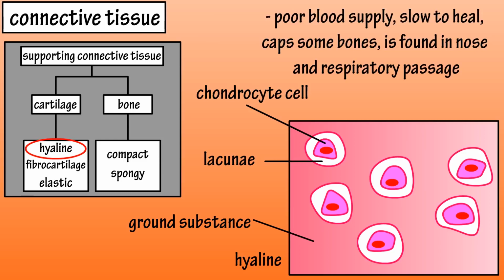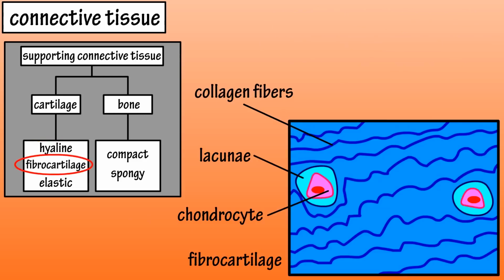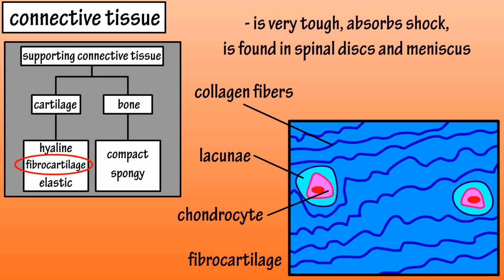Hyaline cartilage is the most common type of cartilage, and it caps the bones of synovial joints, is found in the nose, and in the respiratory passage. Fibrocartilage consists of dense, wavy-looking collagen fibers, and it too has chondrocyte cells and lacunae. Fibrocartilage acts as a great shock absorber and is resistant to compression. It is the toughest form of cartilage, and it is what makes up the discs of the spine and the meniscus in the knee joint.